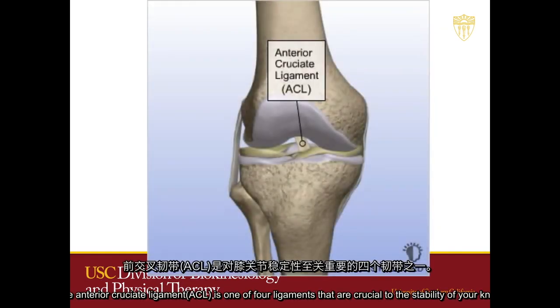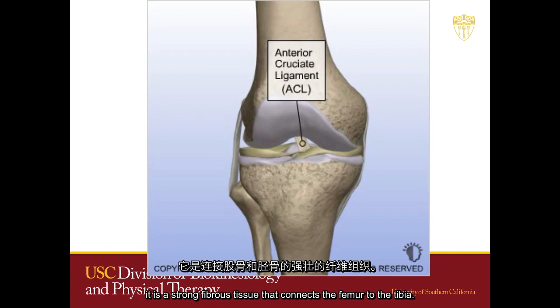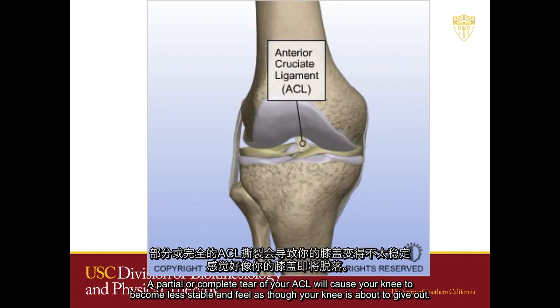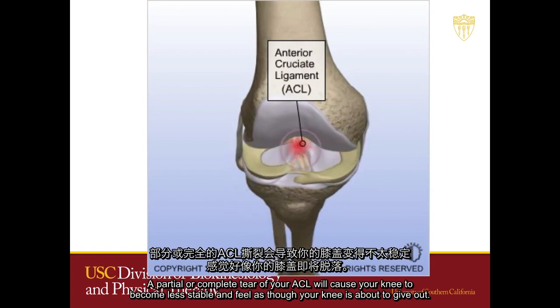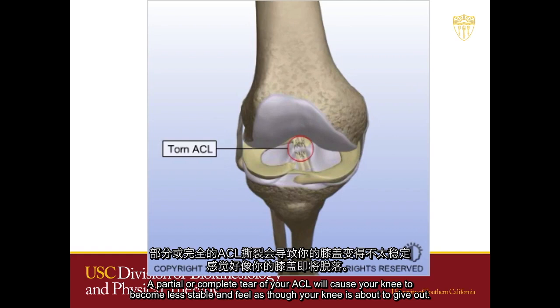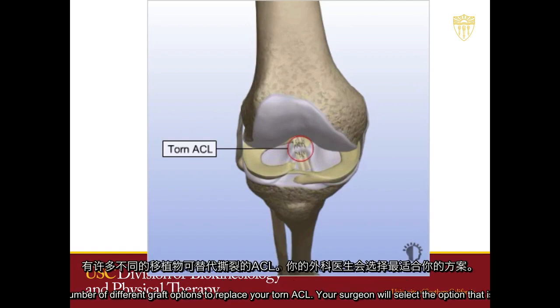The anterior cruciate ligament, ACL, is one of 4 ligaments that are crucial to the stability of your knee. It is a strong fibrous tissue that connects the femur to the tibia. A partial or complete tear of your ACL will cause your knee to become less stable and feel as though your knee is about to give out. There are a number of different graft options to replace your torn ACL. Your surgeon will select the option that is best for you.